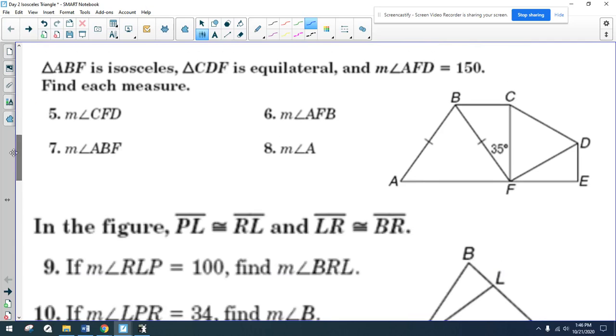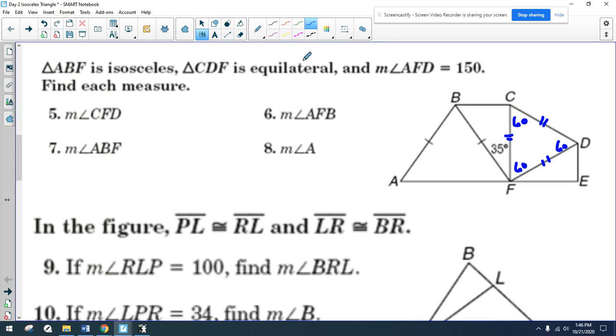Next. Now we start to get into the numbers and the degrees. It says ABF right here is isosceles. They marked it for you. CDF, so CDF right here is equilateral. I would go ahead and mark that, which means also since it's equilateral, I will also mark all my angles equal. And if all of my angles are equal, they are all 60.